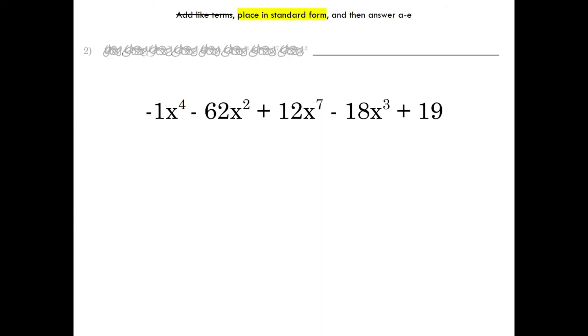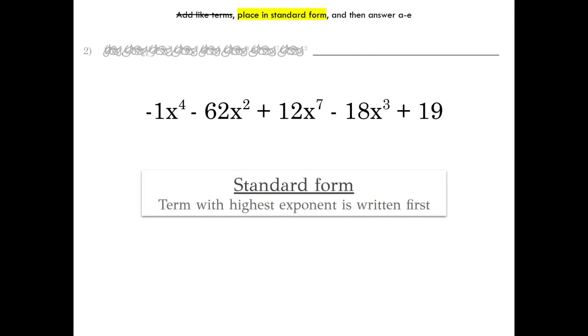Now the next step is to place it in standard form. Again, standard form is the term with the highest exponent written first, and then you go in decreasing order. So in our case, we have 5 terms over here. We have negative 1x to the fourth, a negative 62x squared, a positive 12x to the 7, a negative 18x cubed, and a positive 19.